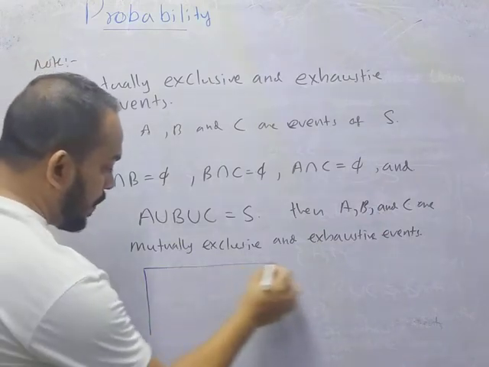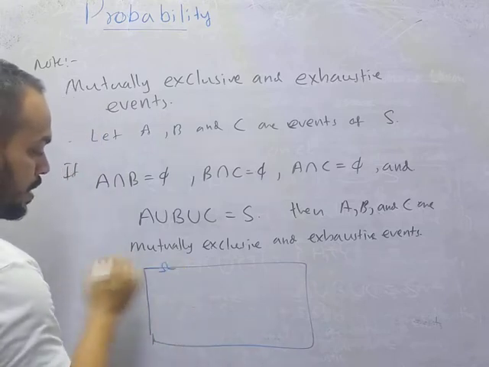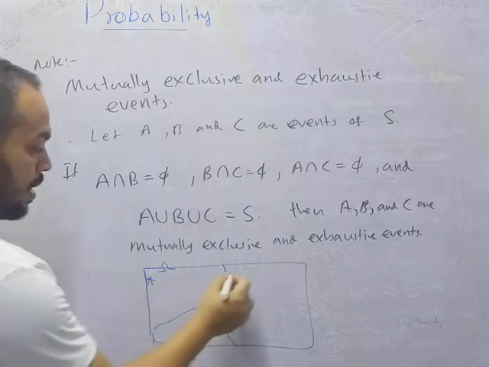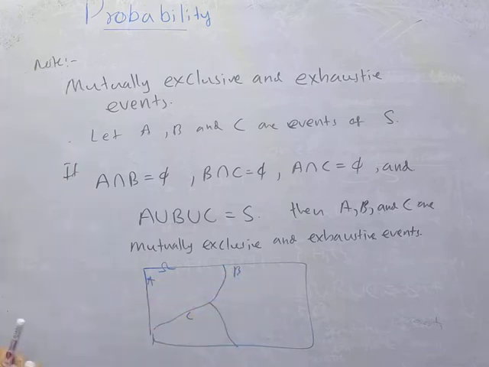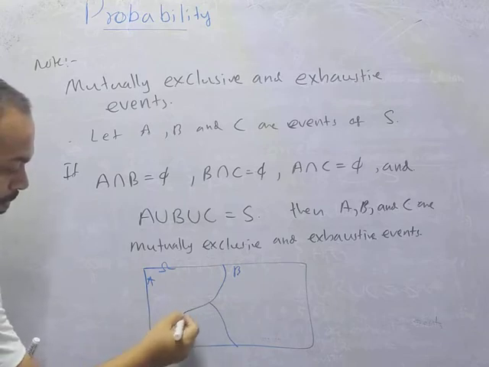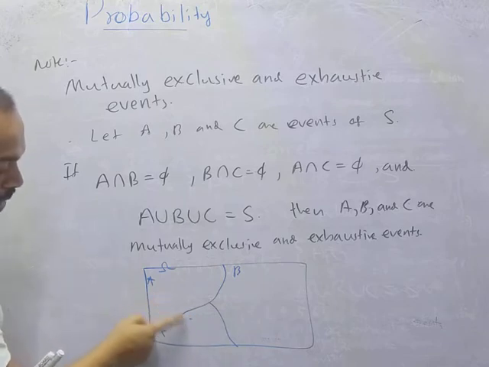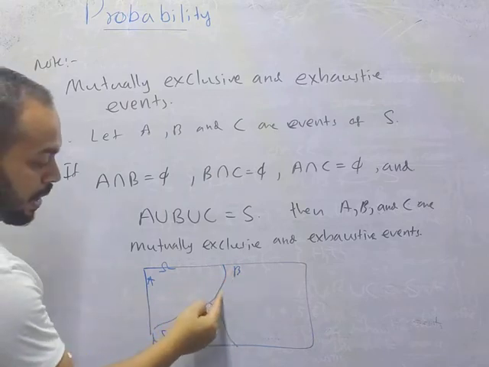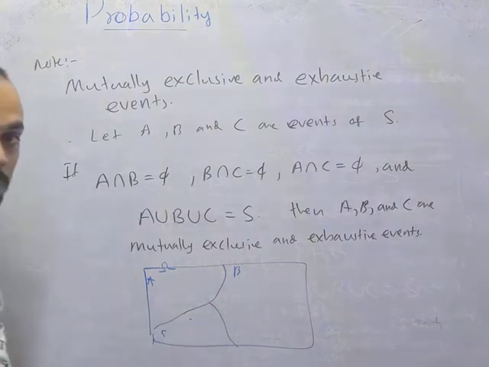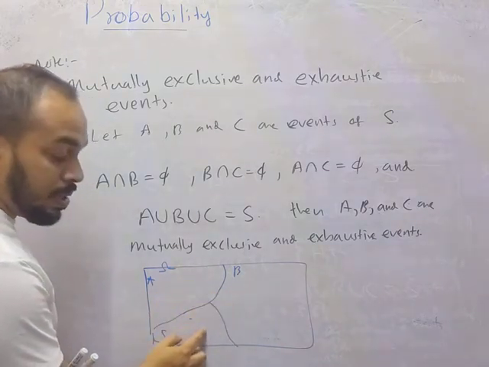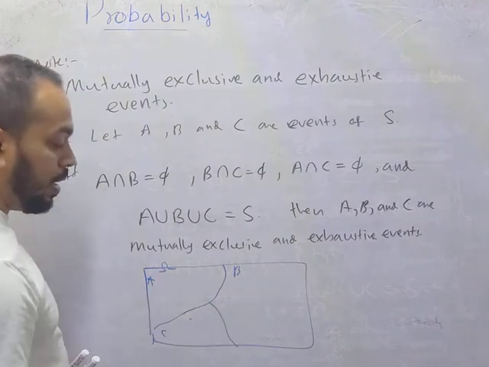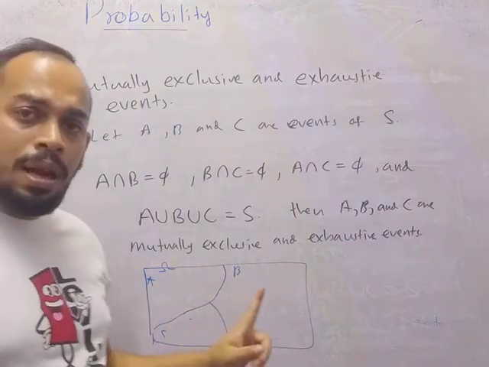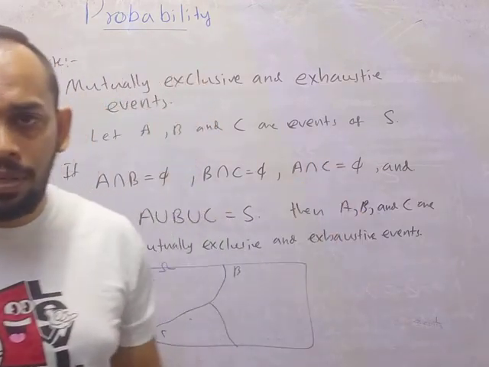For example, if you take a Venn diagram, this is the sample space. Suppose we have three events like this. This is A, this is B and this is C. You can see that there is no interaction between A and C. There is a clear gap between A and C. No intersection. A and B, no intersection. B and C, no intersection. But if you combine all these three, if you take the union, then it will equal the sample space. So these three events are mutually exclusive and exhaustive events.